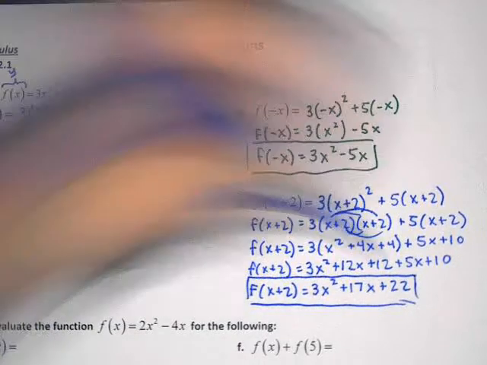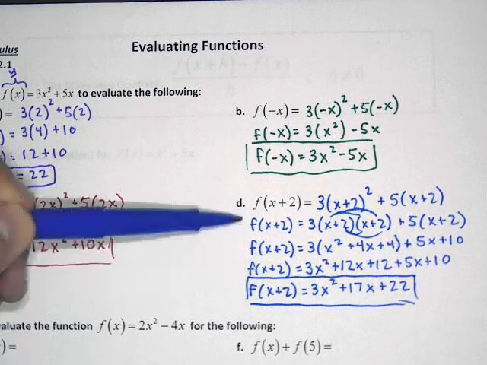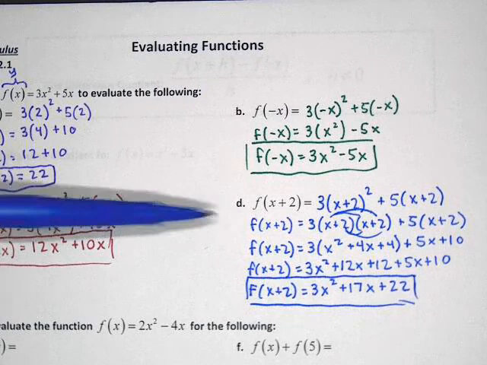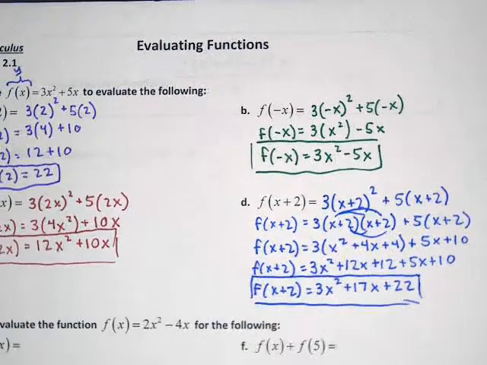So, my final answer for f of x plus 2 is 3x squared plus 17x plus 22. Alright, again, if we did not quite get this, go back, re-watch. This is something you are going to need in a little bit on our next page actually. Okay, so make sure to get that down.